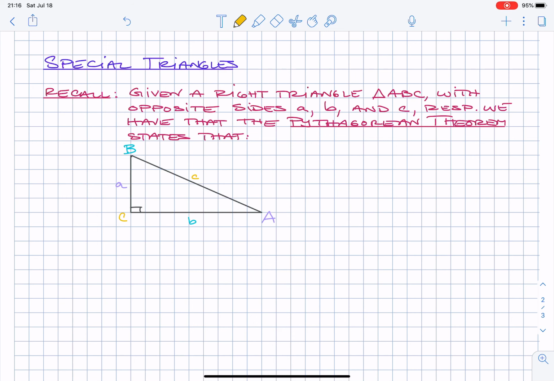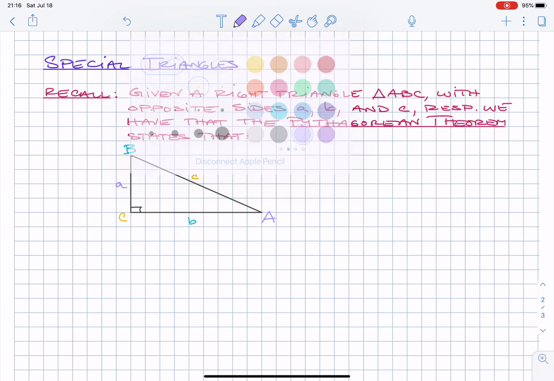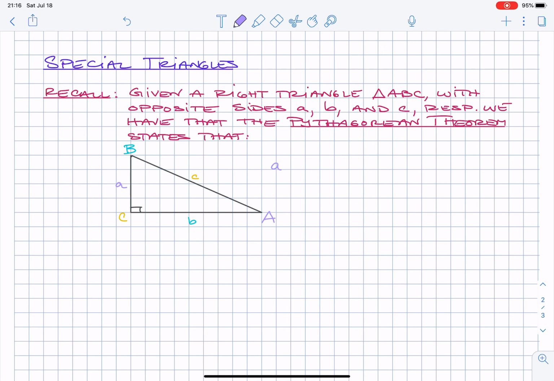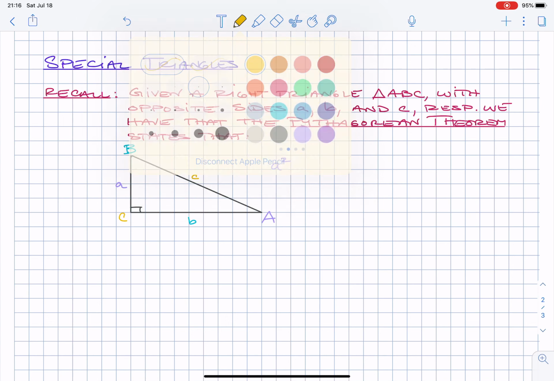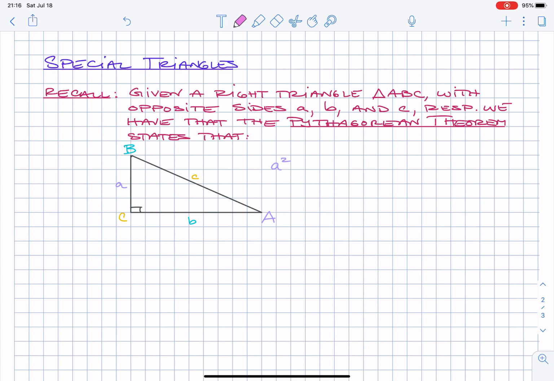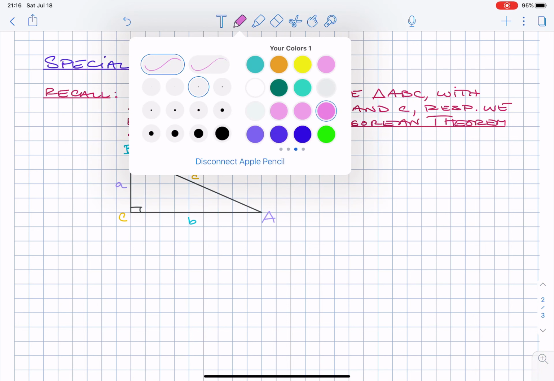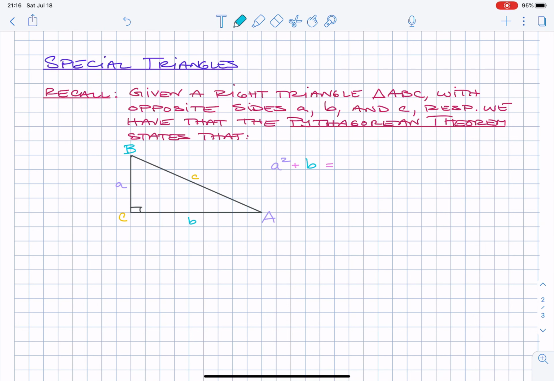hypotenuse. So the Pythagorean theorem states that the sum of the squares of the legs, so that is a squared plus, actually let me do this in pink, plus b squared is equal to c squared. That's the Pythagorean theorem. And of course, c in this case is the hypotenuse. And the hypotenuse is always the longest side.